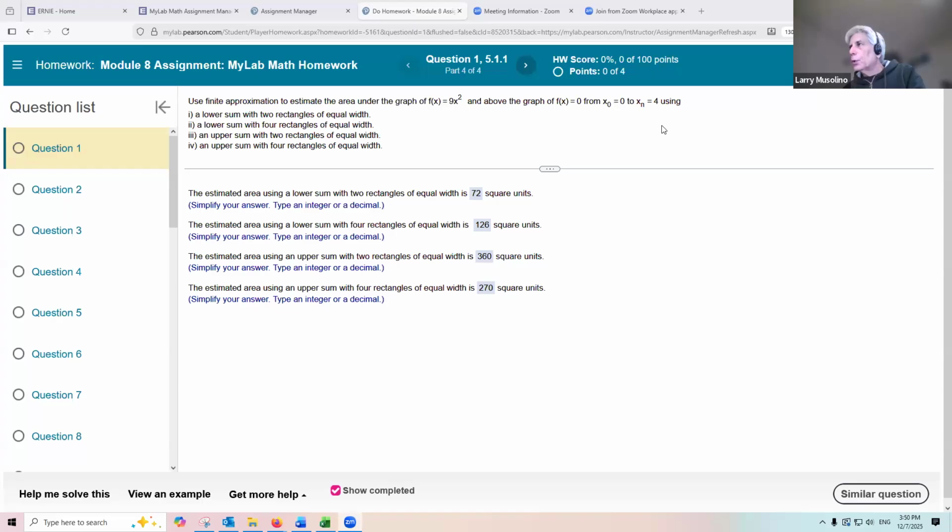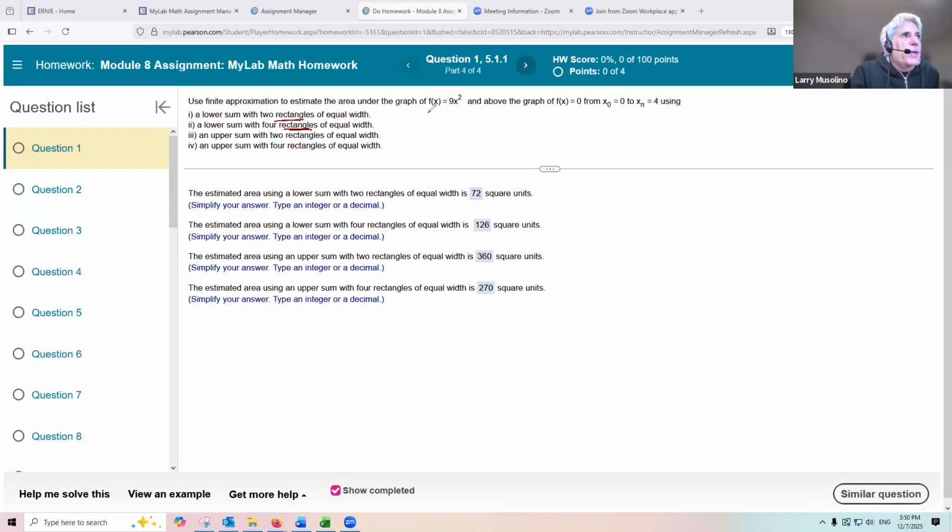I wanted to record a short video here to help you in the Module 8 MyLabs homework, and I wanted to do a few representative homework problems. One of the things you're going to be doing here in Module 8 is finding approximations to find the area under a curve. And the way we can do this is using a certain number of rectangles. So let's do a few of these examples.